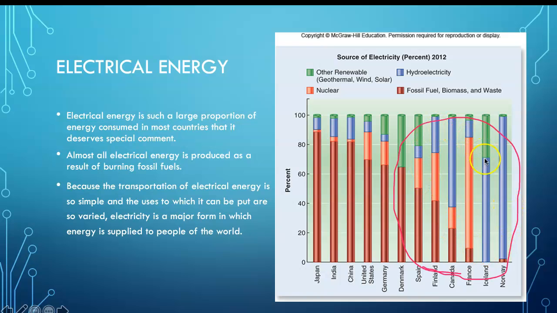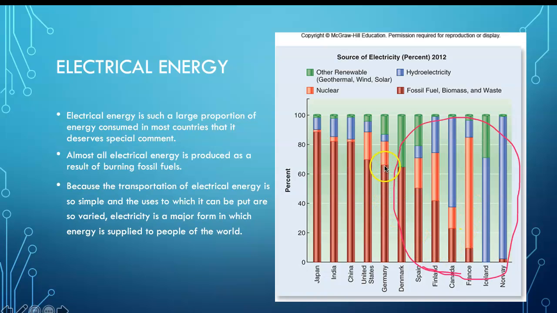And this is a very interesting graph. You can see that European countries use a lot of renewable energy. In Norway, most of the energy comes from hydropower. Iceland also uses a big chunk of geothermal energy. And in France, the majority of energy comes from nuclear power.